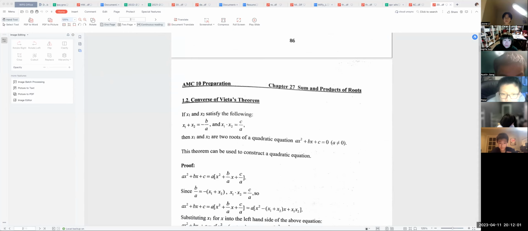So if we have an equation, this is very important, okay? Converse of Vieta theorem. If we have x1 and x2 satisfy the following, x1 plus x2 equals negative b over a, and x1 times x2 equals c over a. So x1 and x2 are the two roots of the quadratic equation. So that means if I told you x1 plus x2 equals negative 3 over 2, and x1 times x2 equals 5 over 2.